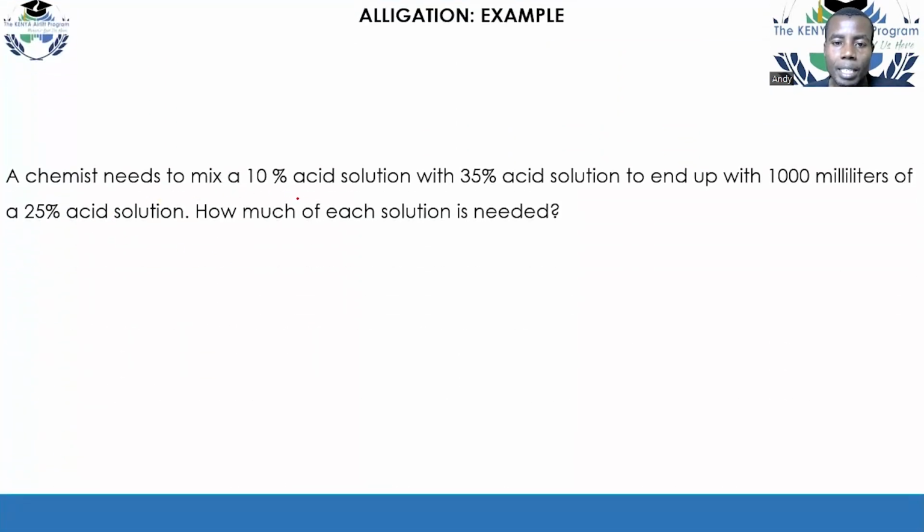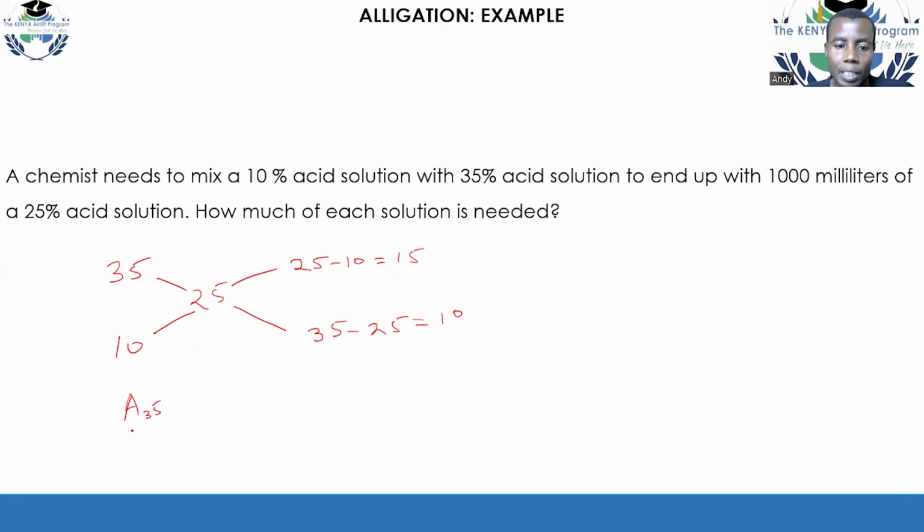A chemist needs to mix a 10% acid solution with 35% acid solution to end up with 100 milliliters of a 25% acid solution. How much of each solution is needed? So here we have 10 and 35. The higher percentage, of course, is 35. The lower one is 10, and the desired is 25. Set this up. Get here 25 minus 10 is 15. And here we'll have 35 minus 25, which is 10. So the 35% solution, let's call this acid 35 over acid 10 should give us 15 over 10.